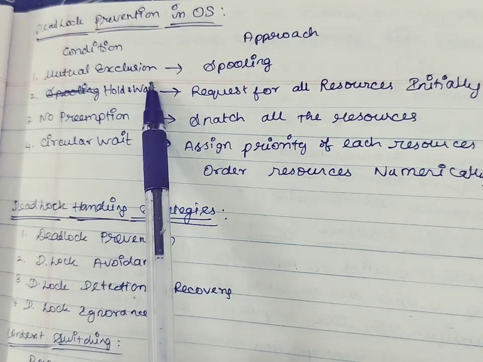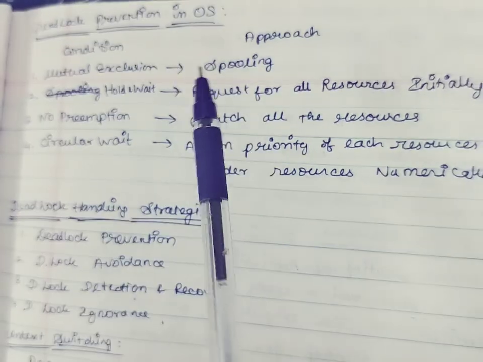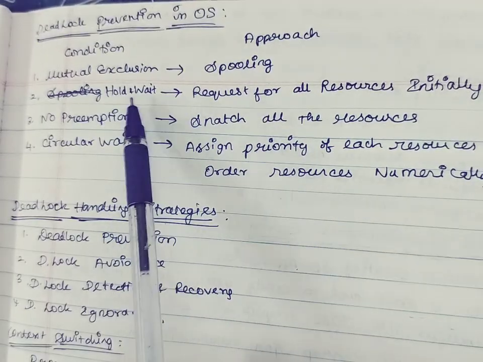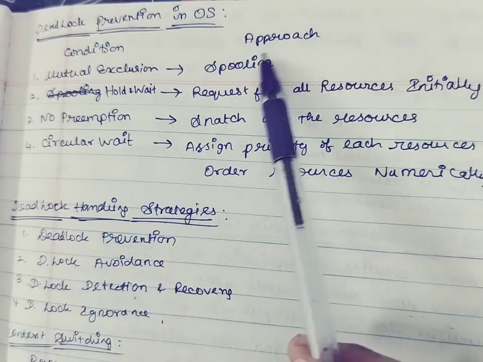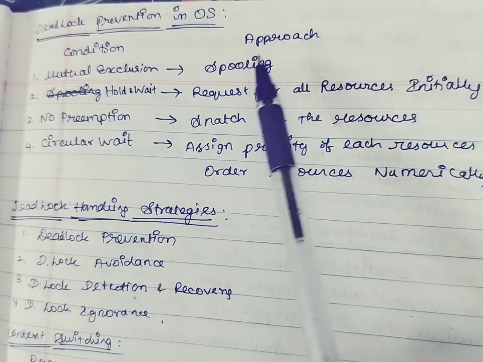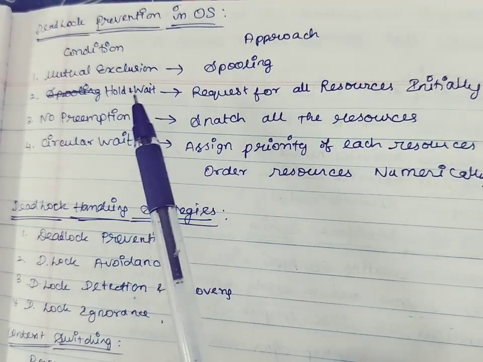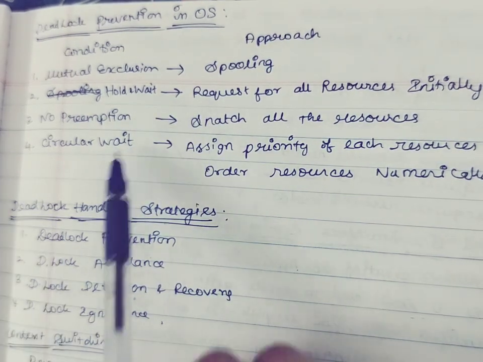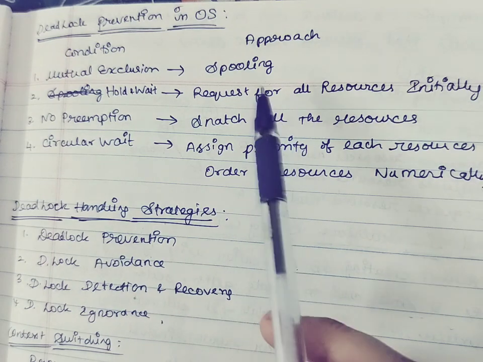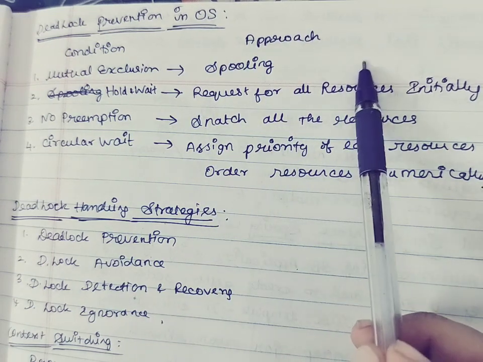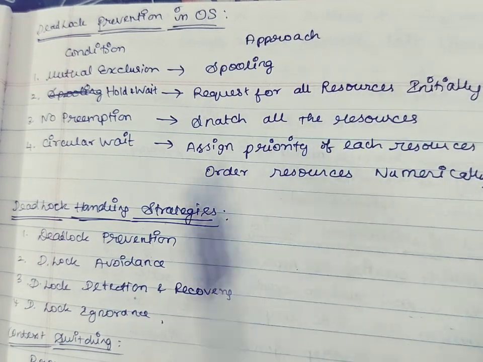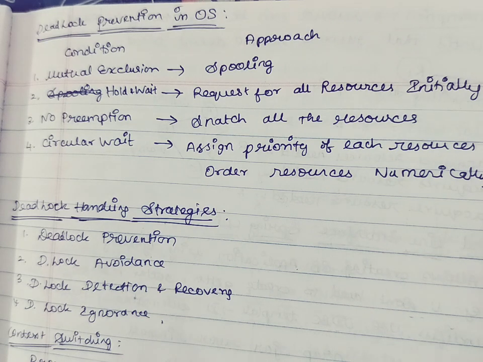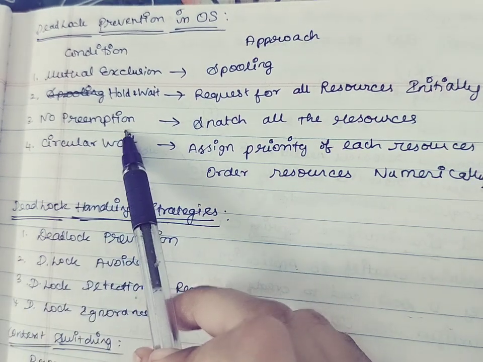First is mutual exclusion. Generally, for mutual exclusion, the approach we use is spooling to remove it. Then we have hold and wait. What hold and wait does is request all the resources initially, and it will wait until the resources are available to execute. That's how it works.